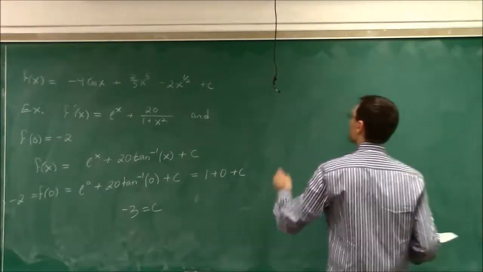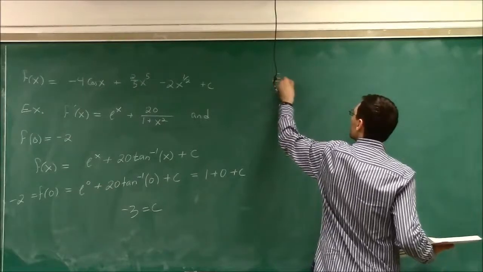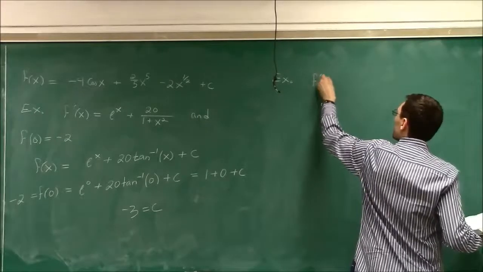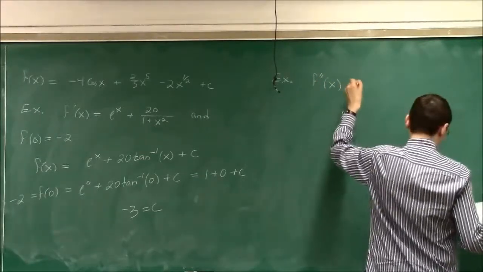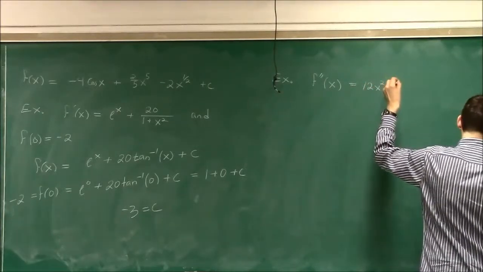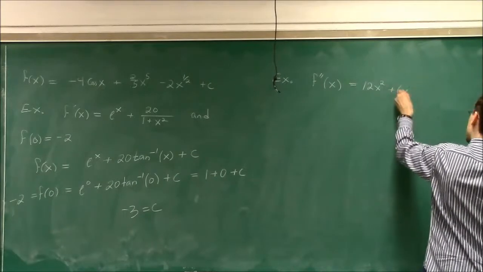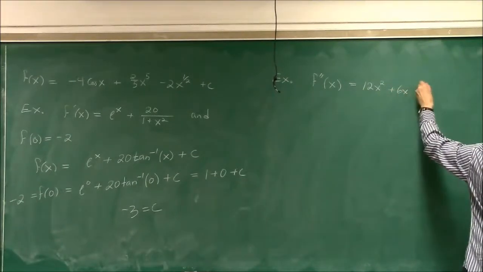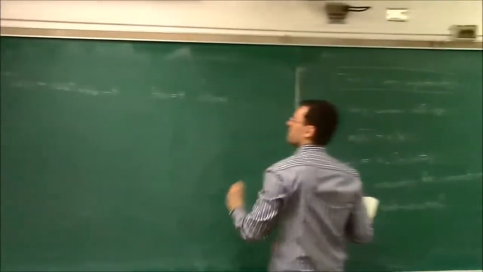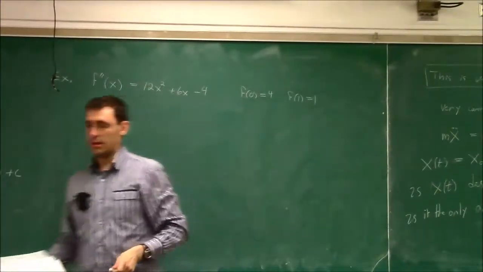Here's another example. Suppose that we know that if I take two derivatives of a function, I get 12x squared plus 6x minus 4. And I also know that f of 0 is equal to 4, and f of 1 is equal to 1. So my goal is to figure out the original function.